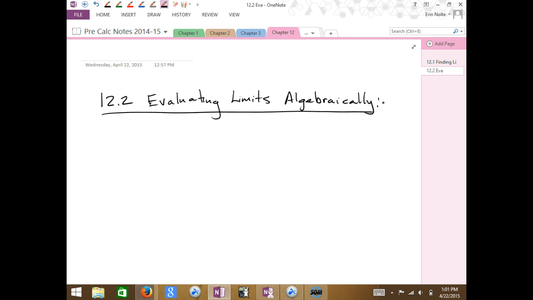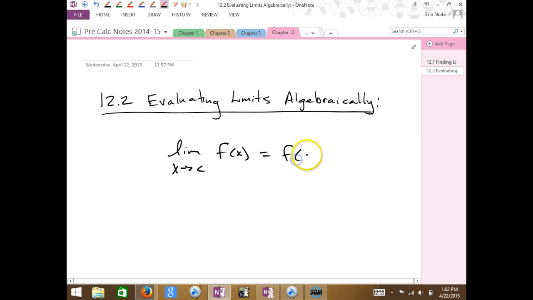Okay, let's make this bigger so you guys can see it. Finding limits algebraically is, I think, kind of instinctive. First I'm going to give you the notation for finding a limit algebraically, and then we'll do some examples. If you're asked to find a limit as x approaches c of some function, usually all you have to do is simply plug the c into the function. And that will be your answer.